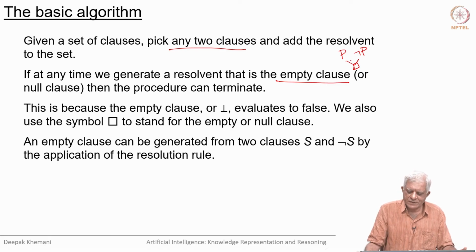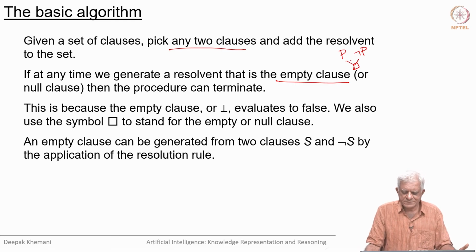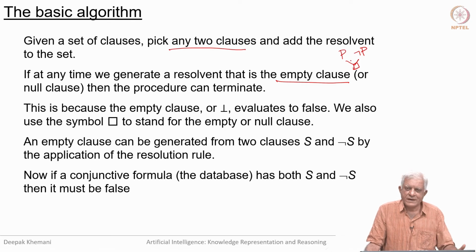So, as I said above, an empty clause can be generated from two clauses, let us say S and not S, by the application of the resolution rule. And if the conjunctive formula has both S and not S, remember it is in CNF form, then it must be false essentially.